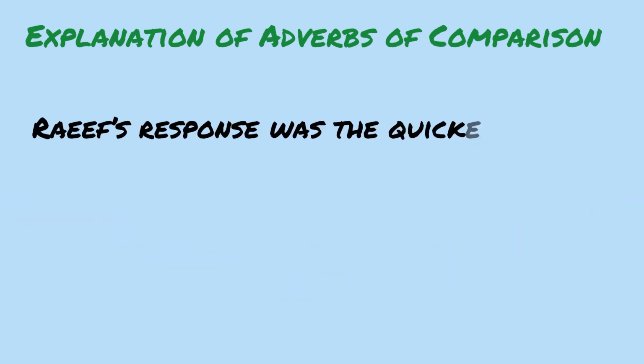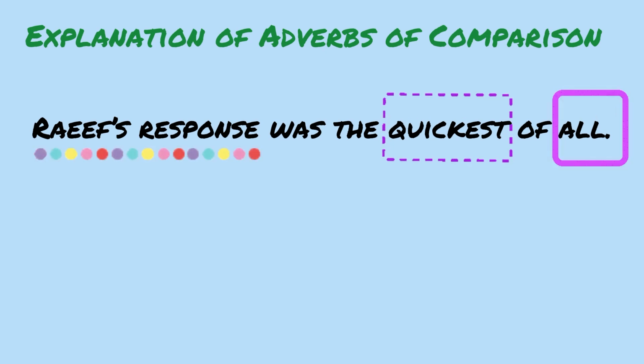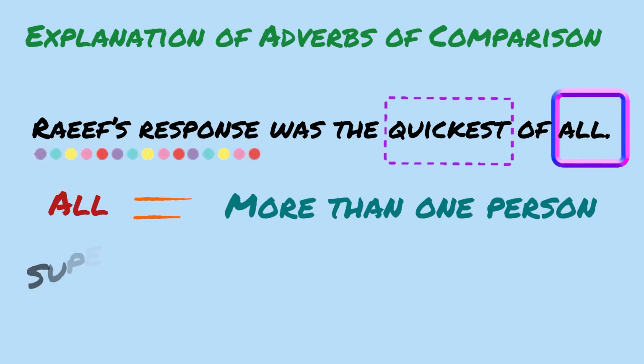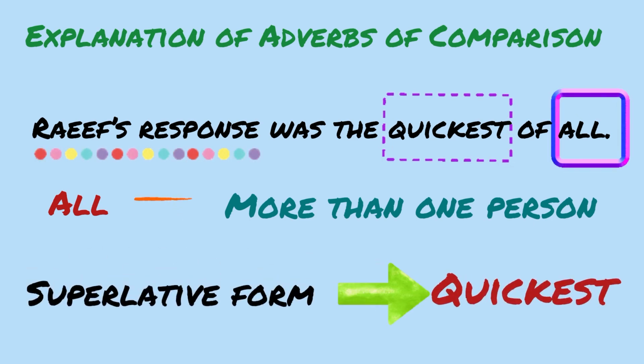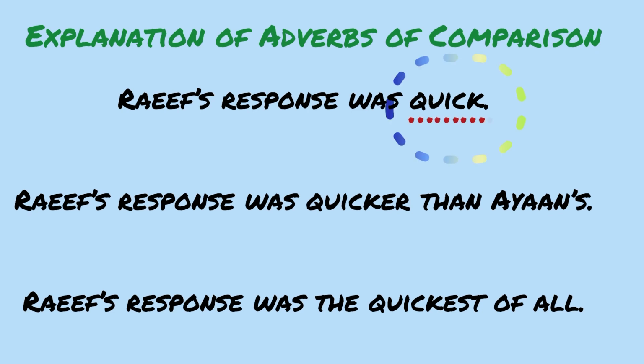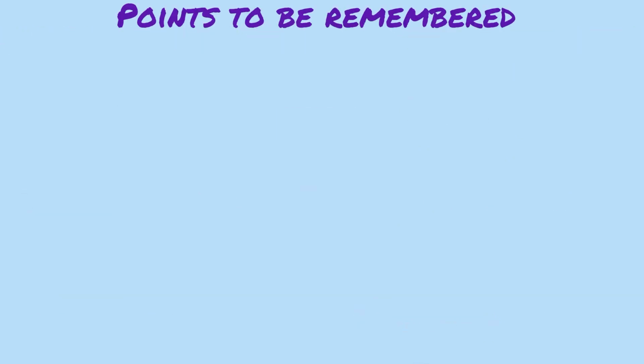Ian's. Now turning to the third sentence, we know that the response of Ralph is being compared with more than one person and therefore the word quickest is used. In the above three sentences, quick, quicker, and quickest are the positive, comparative and superlative adverbs of comparison respectively.